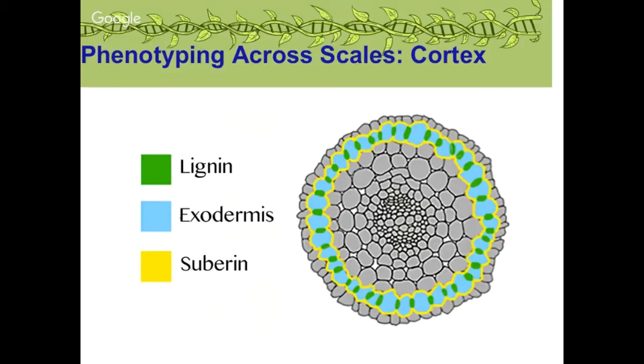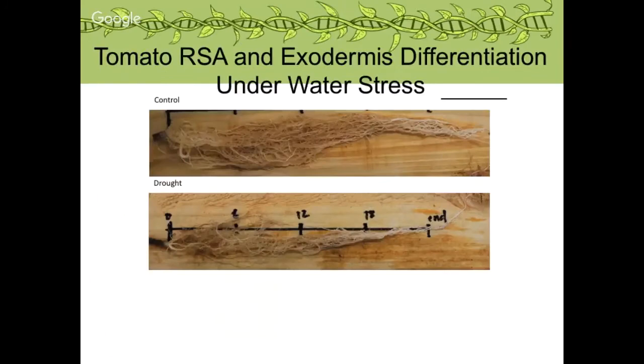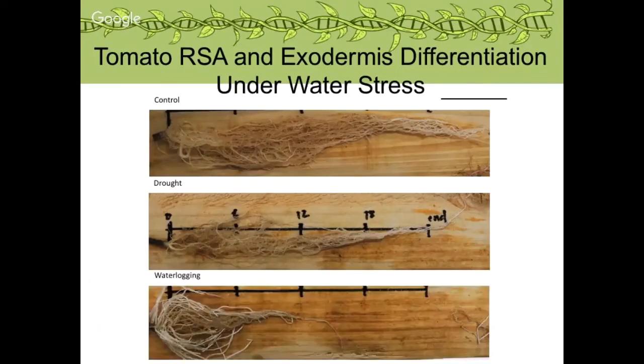Again, most plant species actually have multiple layers of cortex cells. This outer layer of cortex cells is known to undergo lignification and suberization, although the developmental mechanisms and molecular mechanisms underlying this are unknown. So we have been able to look at tomato root system architecture and exodermis differentiation in response to these extremes in water stress in a domesticated species.